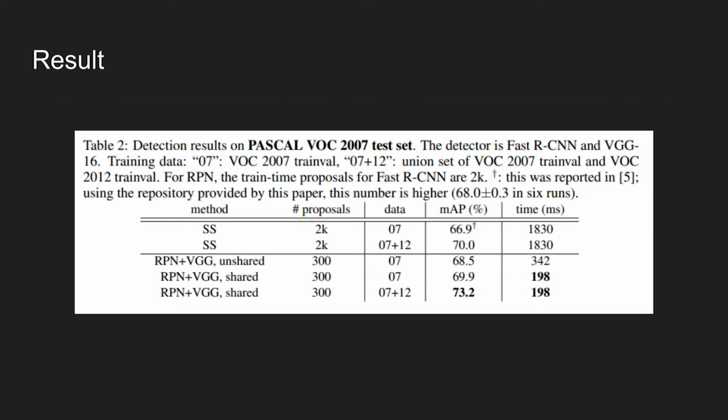Now, this table shows the inference speed of the model on the PASCAL VOC 2007 dataset. The rightmost column shows the speed of the model. The Fast R-CNN model with selective search takes about 1,830 milliseconds, while the model that uses the region proposal network takes about 200 milliseconds.